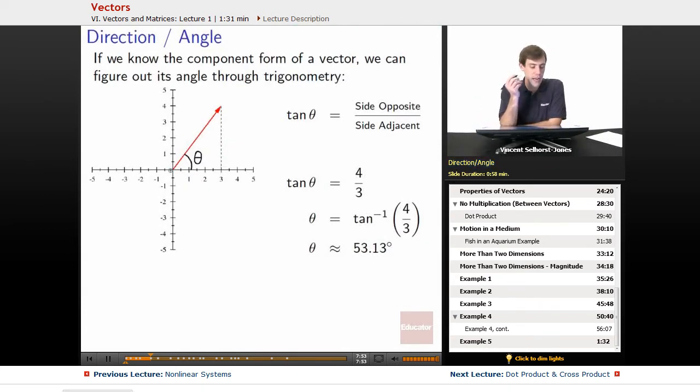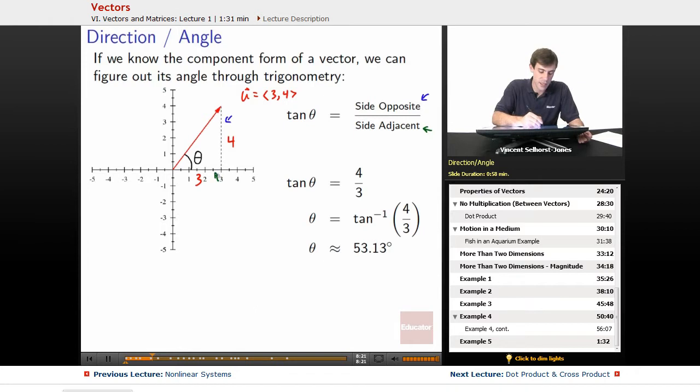All right, direction and angle. If we know the component form of a vector, we can figure out its angle through trigonometry. So once again, we've got U equals 3, 4. So tan theta equals side opposite over side adjacent when we've got a right triangle. And we've got that here because we know we're dealing with a nice rectangular coordinate system. So we've got 3 here and 4 here. So our side opposite to our angle theta is this side here, and our side adjacent is this side here. So that gets us tan theta equals 4 over 3.